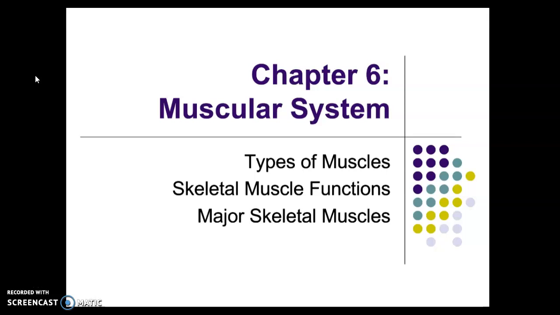So back in Chapter 3, when we did cells and tissues, we talked about our 4 main tissue types, with muscle being one of the 4. We had epithelial, connective, nervous tissue. Muscle was one of them. We had 3 main types of muscle tissue. We are going to talk about the differences between those 3 different types of muscle tissue. However, this chapter is going to focus on the function of skeletal muscles.